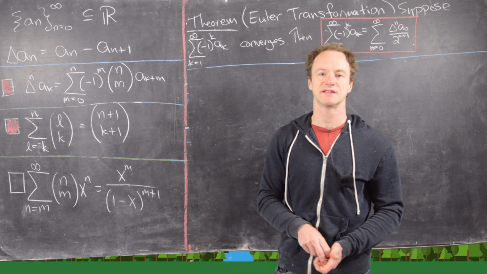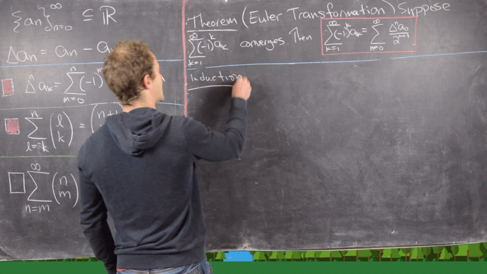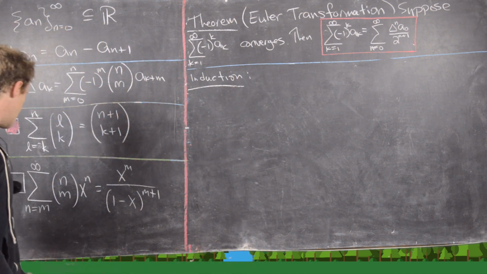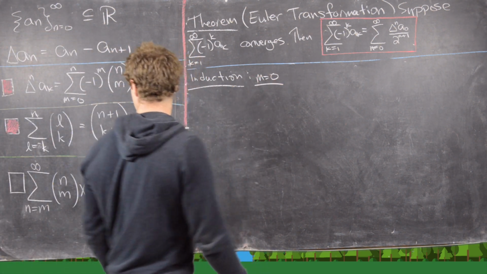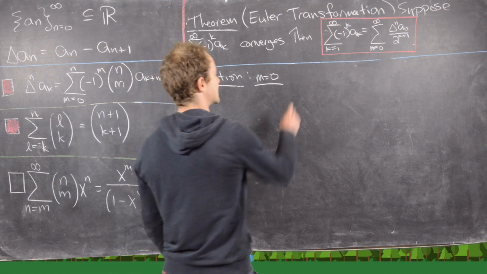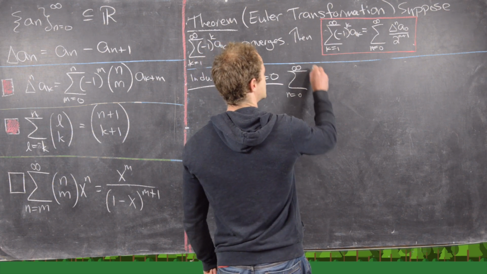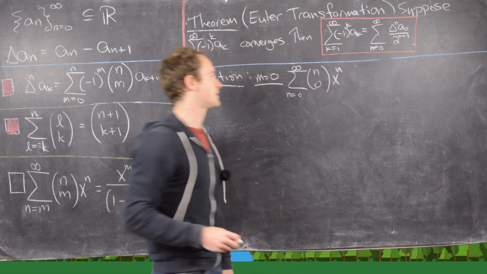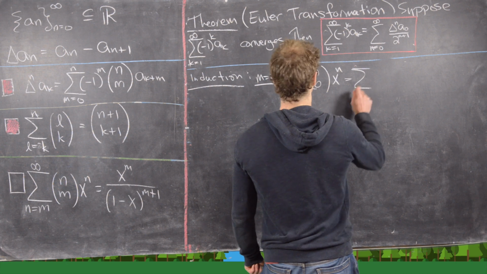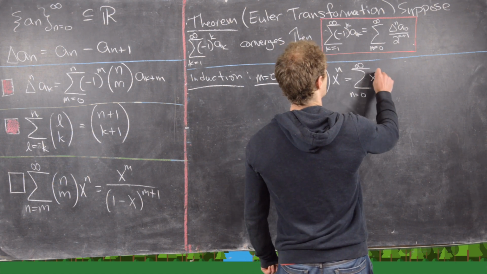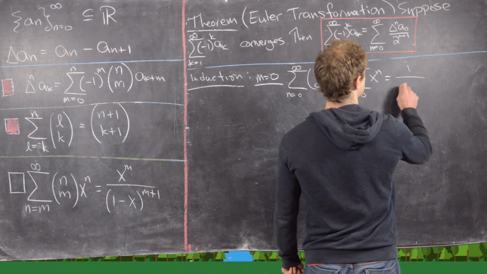Okay, so now let's move on to this third one. We're going to prove this by induction. And so our base case will be the case when m equals 0. So let's see what happens when m equals 0. That's going to give us the sum n equals 0 to infinity of n choose 0 x to the n. So that's what's happening on the left-hand side of this. But that's exactly equal to the sum n equals 0 to infinity of x to the n, because n choose 0 is 1. But notice that that is a geometric series.